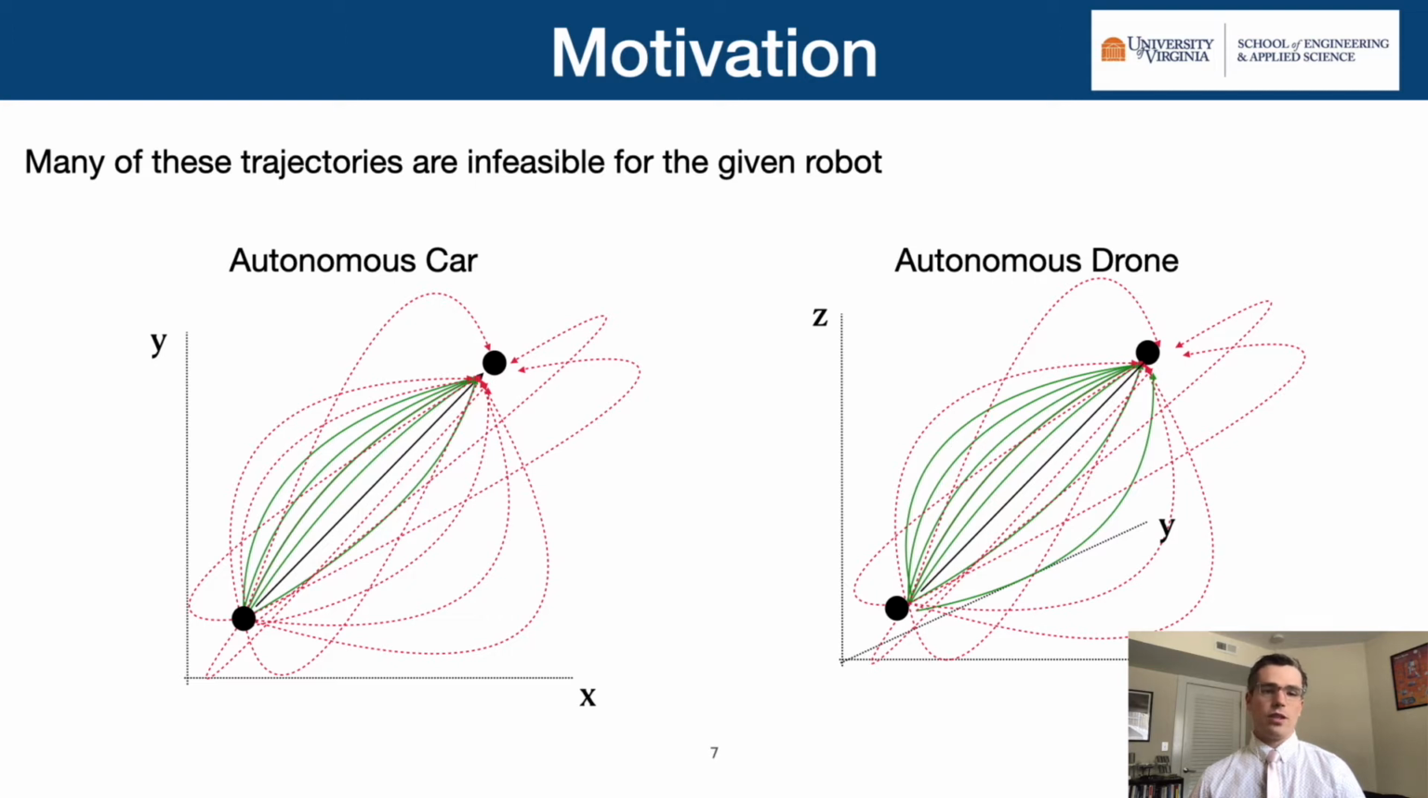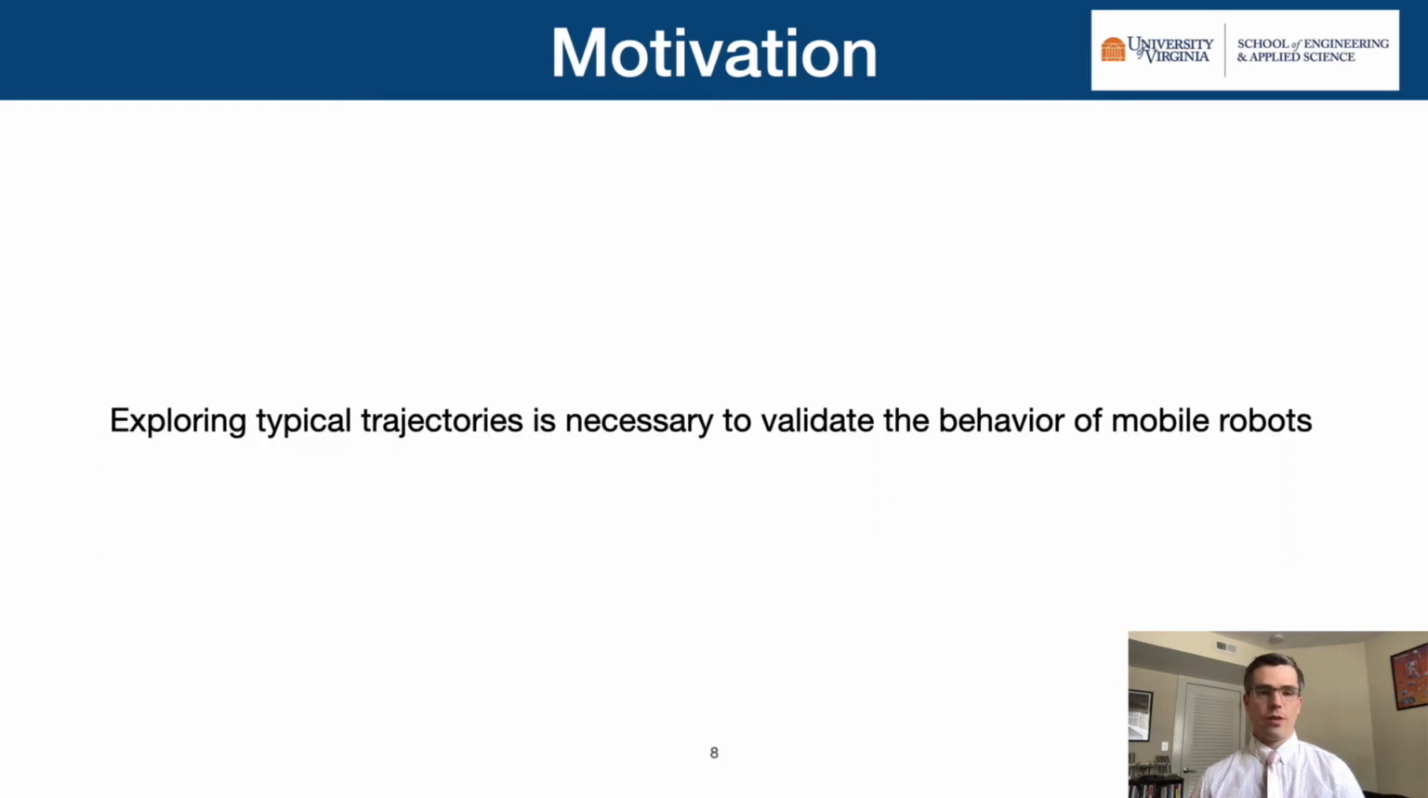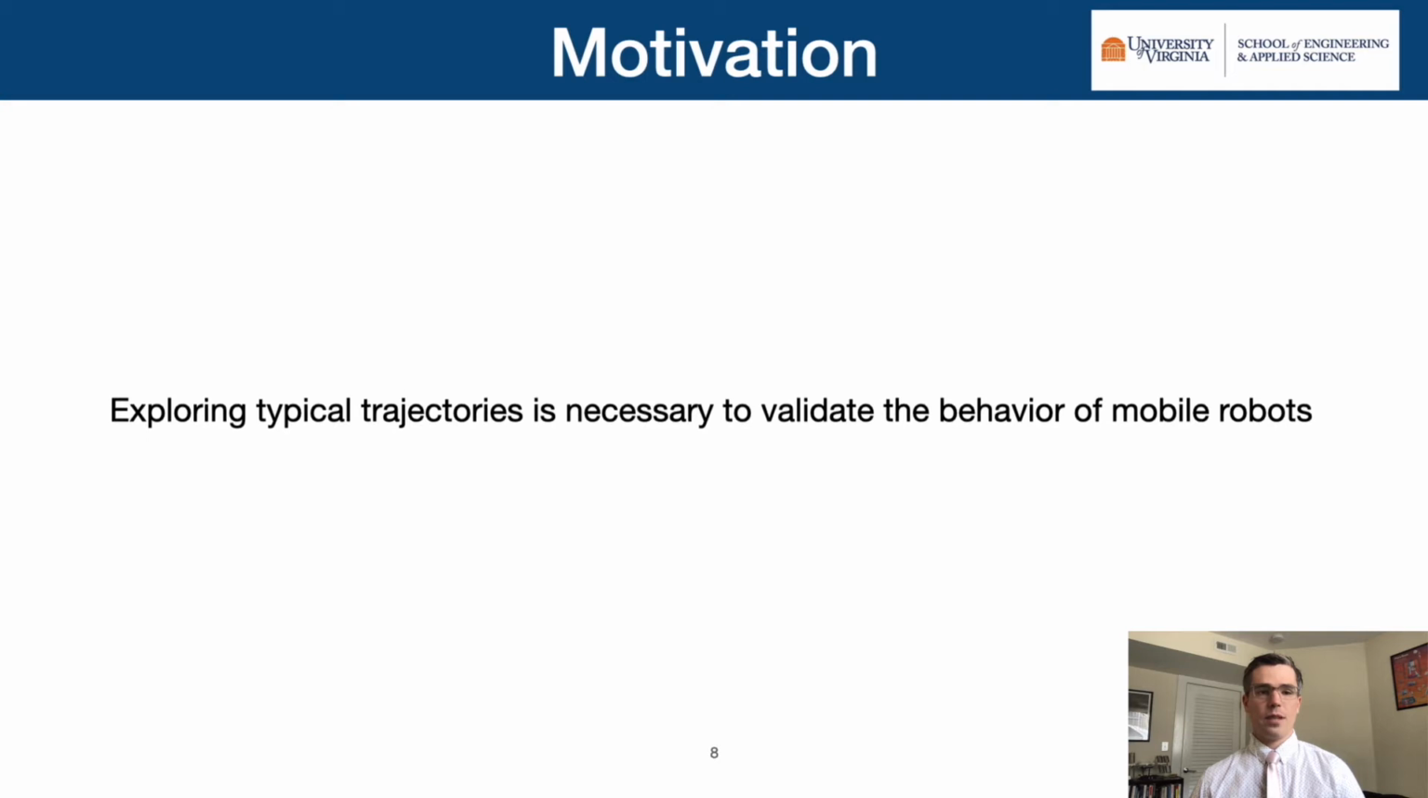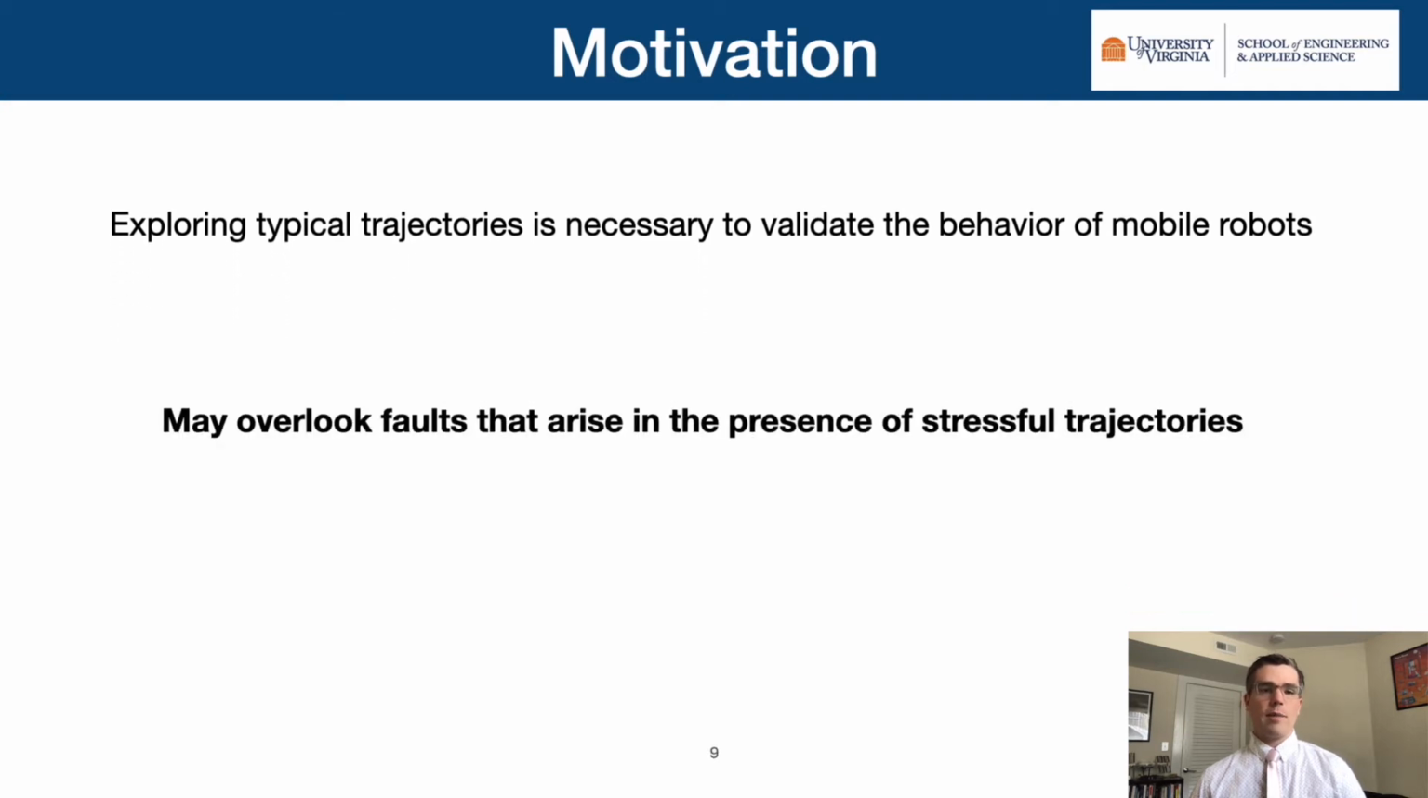Now, one might argue that there are a set of typical trajectories or standard trajectories you expect your robot to do in the real world, and thus want to test. For example, going down a straight corridor. And we agree that exploring these typical trajectories is necessary to validate the behavior of the mobile robot. However, we argue that they may overlook faults that only arise in the presence of stressful trajectories, this thought being analogous to stress testing or load testing software systems.